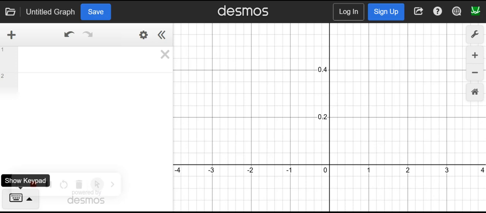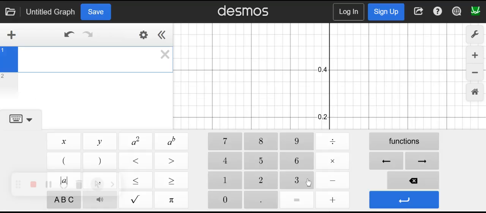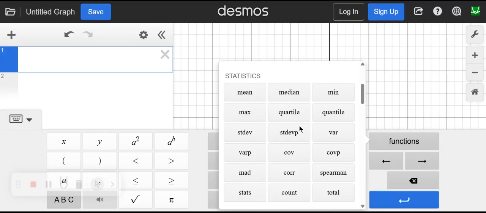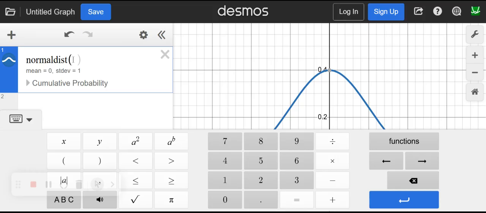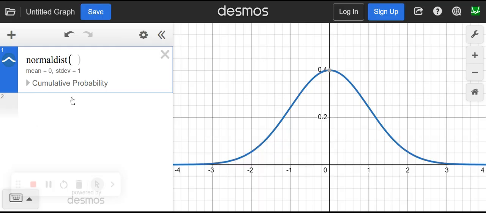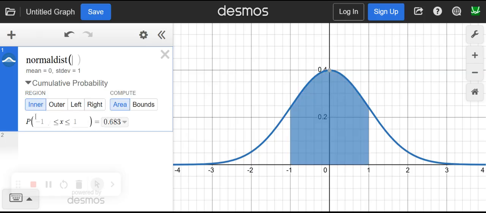All right, so when calculating the probability of certain z-scores, we can use Desmos and go to normal distribution. And then I'm actually not going to type anything into this piece. You can leave it blank. And the reason being is that when we're testing the probabilities of certain z-scores, we don't want a mean or standard deviation in there because we're going to let this x value be the actual z-score.